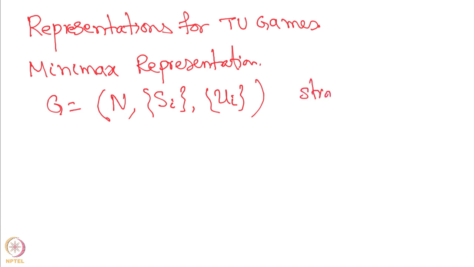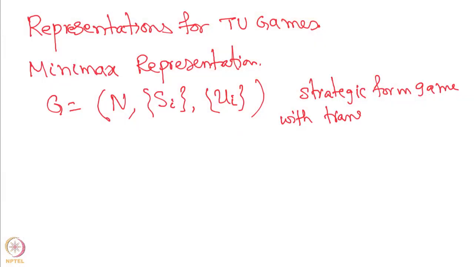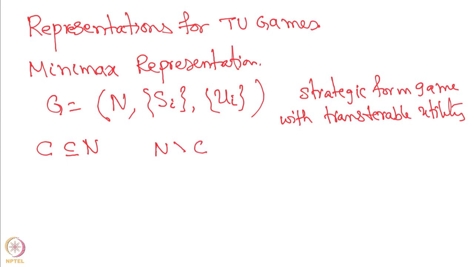This is a strategic form game like the games that we have discussed in non-cooperative games. In much of our analysis we only considered 2 player games, but we can consider the same situations with multiple players. Several of the existence results and everything can be proved. So we are considering such strategic form games, and then we are assuming that this is a transferable utility game. Let us say C is a coalition, any coalition, and N minus C denotes the remaining players.